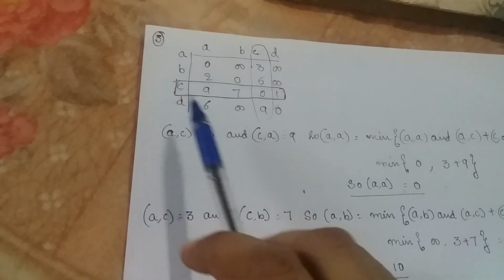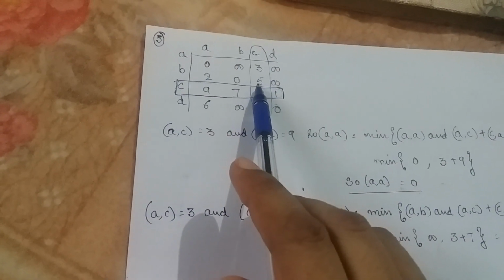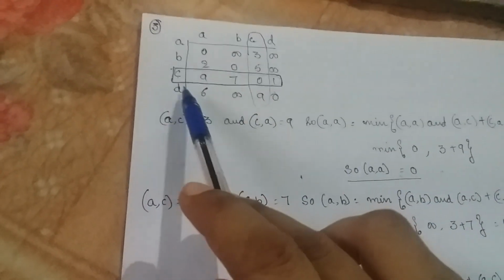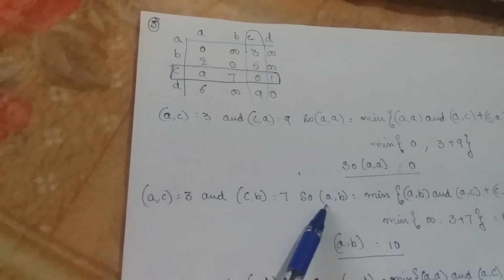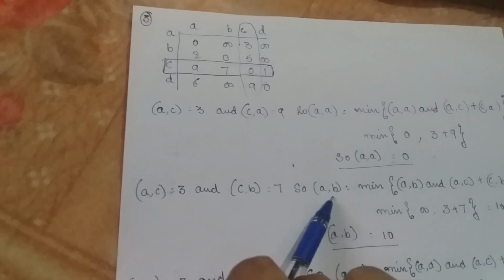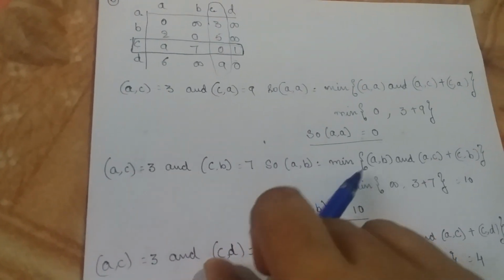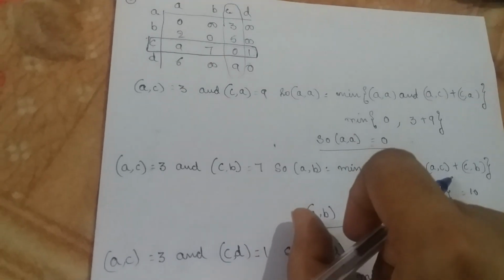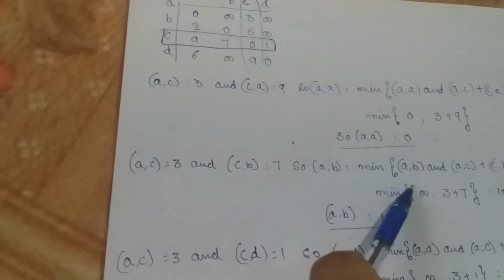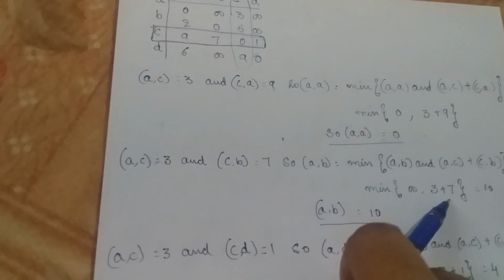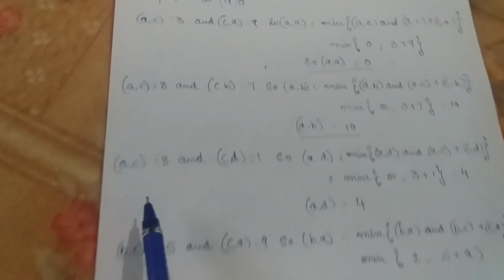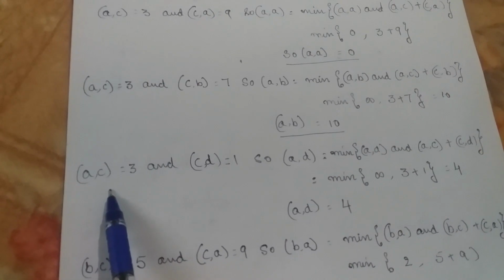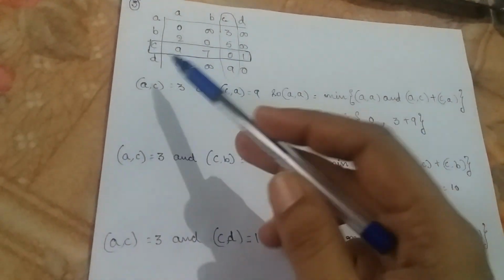Then I am considering the next path. A to C is 3 and C to B is 7. So by applying transitive closure I will get A comma B. Now I have to find the minimum of A comma B and A comma C plus C comma B. So infinity and 3 plus 7 is 10, so A comma B is equal to 10.